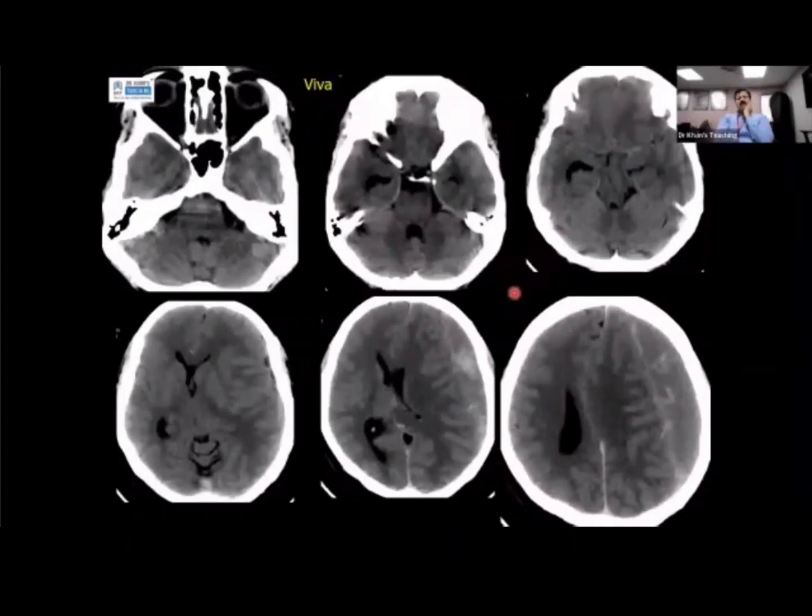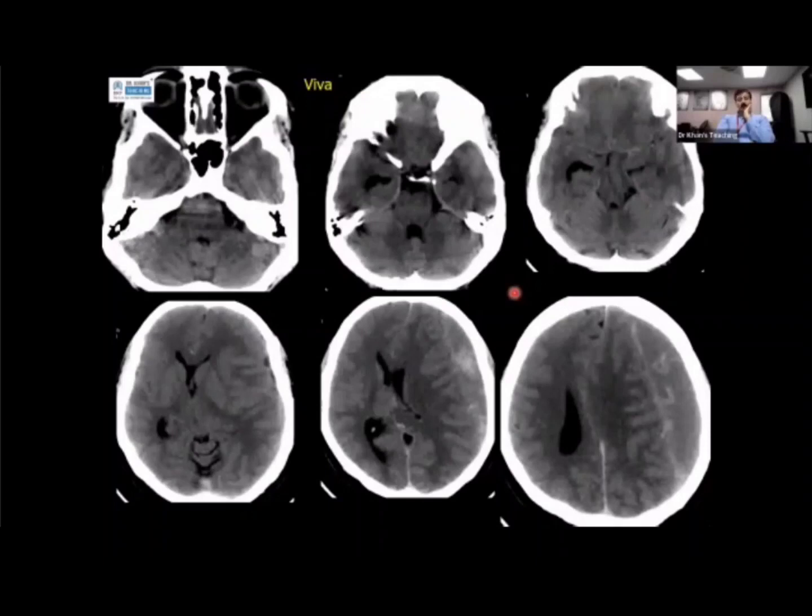Now, the point is that this is an acute over chronic subdural hematoma on the left side. I know that it is very obvious. I am giving you marks for your description and your findings and what is happening.